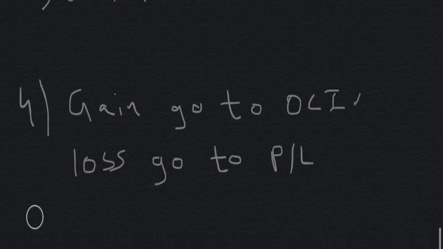And the last and fourth point is that gain goes to OCI and loss goes to PNL. This point is very important and I will be explaining it in a bit more detail later on. It means, for example, if we have a gain on revaluing an asset, it goes to OCI, and if we have a loss on revaluing the asset, it goes to PNL. Later on I will explain what this means. So if all these four conditions are met, then we can use the revaluation model as per IAS 16.